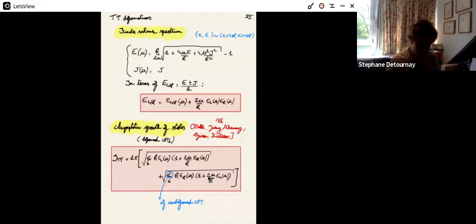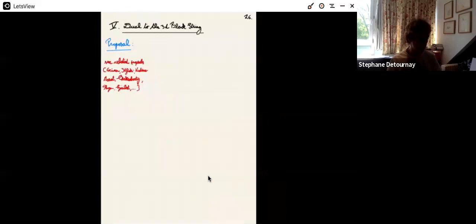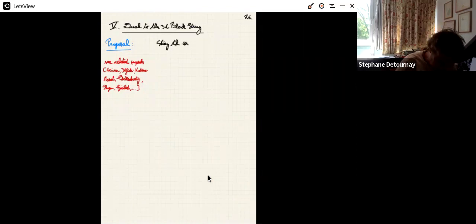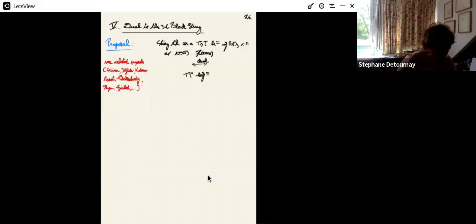So this leads us to the proposal. The proposal that we made is the following. We claimed that string theory on a TsT transformation of AdS3 times some internal factor with Neveu-Schwarz fluxes is actually dual to a TTbar deformation of the original CFT that was dual to AdS3. To be more precise, it's what is called a single trace version of the TTbar deformation. I will explain in a minute what I mean by this. So this is the proposal that we made.